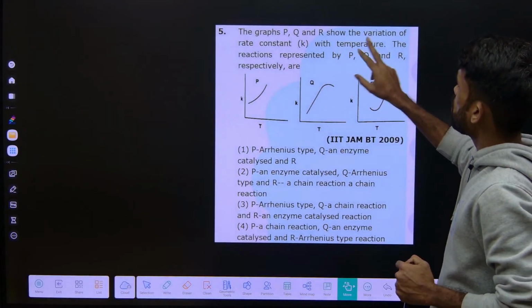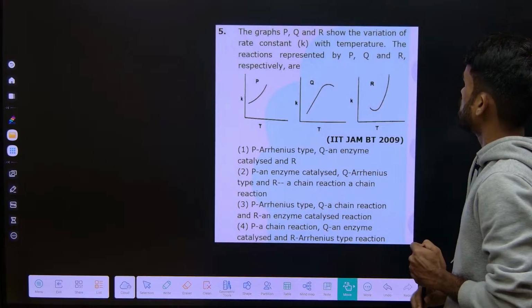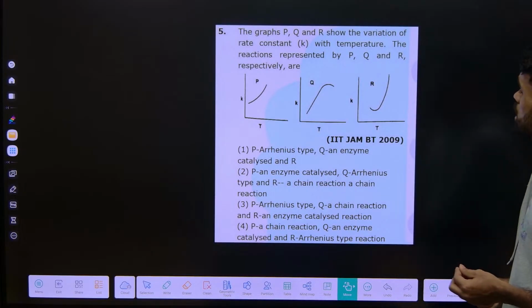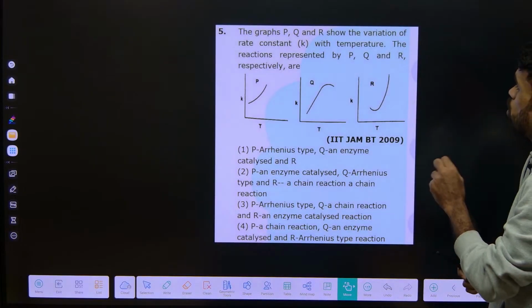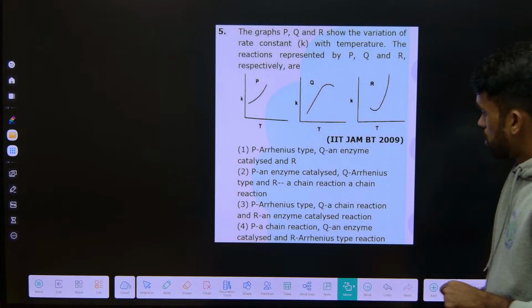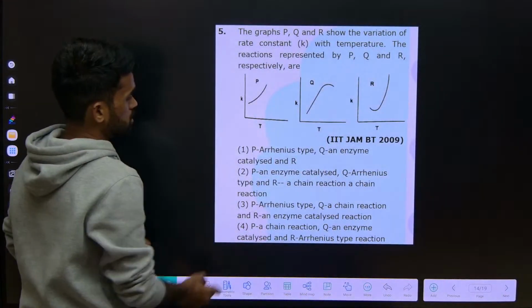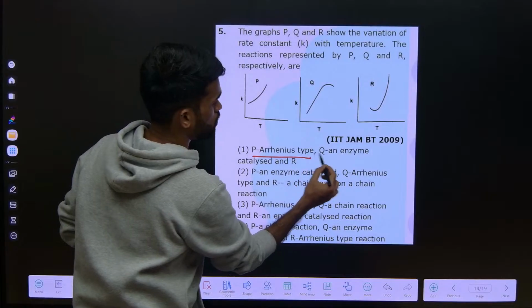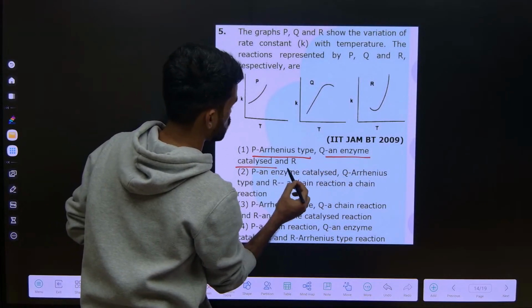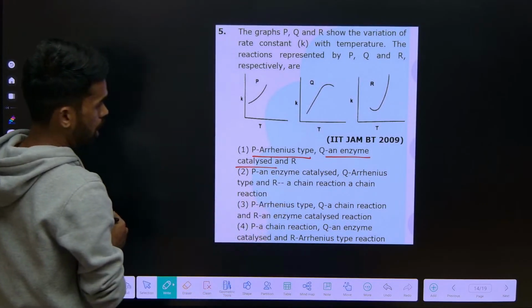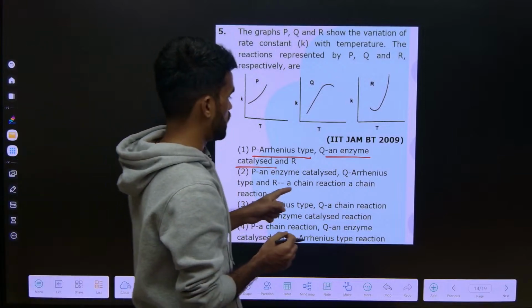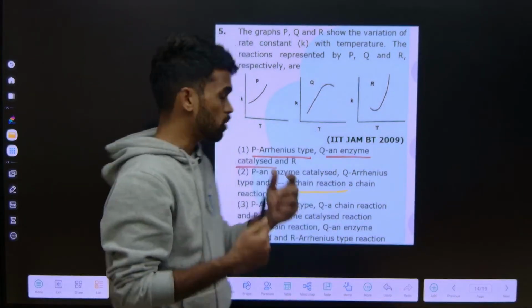Next, look at the graphs given here. The graphs P, Q, R show a variation of rate constant with temperature. The relations represented by P, Q, R respectively are very simple. P they are saying is Arrhenius type, Q is enzyme catalyzed reaction, and R is a chain reaction. Very simple. How can we identify?